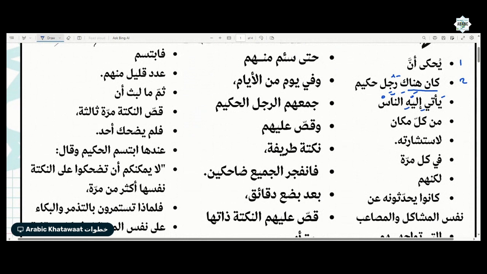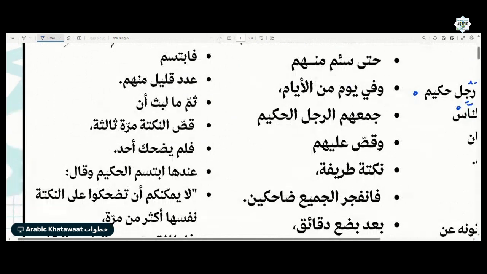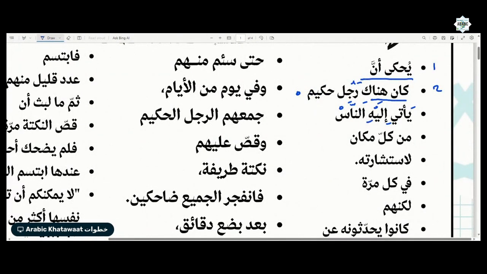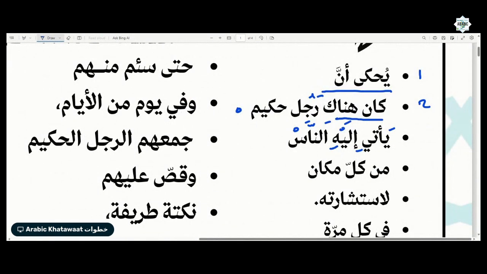When you read the story, you read two words, three words, or four words, but you read a complete chunk or a complete category. In this one over here, I'm saying يُحْكَى أَنَّ. So if I'm reading it, I would go يُحْكَى أَنَّ instead of يُحْكَى and pause and أَنَّ. So I would say, يحكى أن كان هناك رجل حكيم. I have to train myself to read this entire sentence. I'll just zoom closely so you can see what I'm reading. كان هناك رجل حكيم. Read it all at once. There was a wise man.